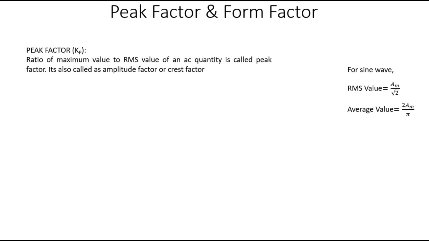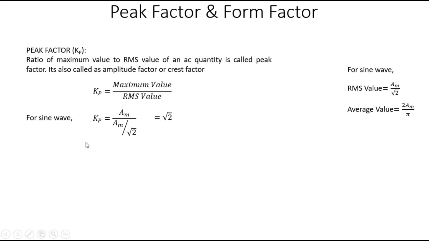Next is peak factor. Peak factor is the ratio of maximum value to RMS value of an AC quantity. It's also called amplitude factor or crest factor. Kp is equal to maximum value by RMS value. For a sine wave, the RMS value is Am/√2, so Kp equals Am by Am/√2, which gives √2 or 1.414. For a sine wave, the peak factor is 1.414.